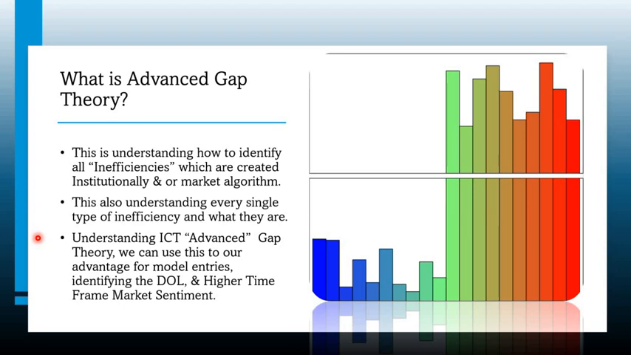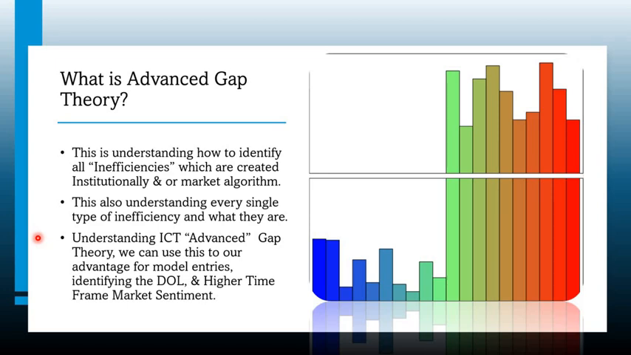Also, this will help us identify the draw on liquidity. So what is price targeting? What is price wanting to fill? Understanding the draw on liquidity will help us understand why price is targeting this or why price is targeting that, and why price could possibly be going in this direction, and what price could possibly be wanting to fill in, and why it's going in that direction.